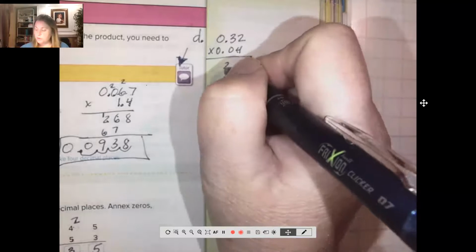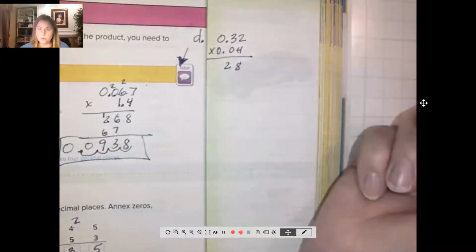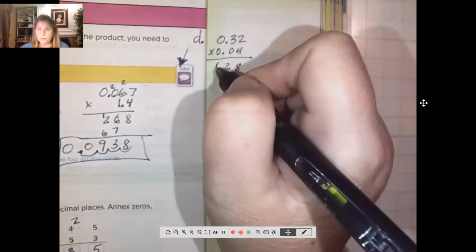So 4 times 2 is 8. 4 times 3 is 12. You can write the 2, carry the 1, or if you see that that's a 0 and you know it's just going to be 12, you can write that there.